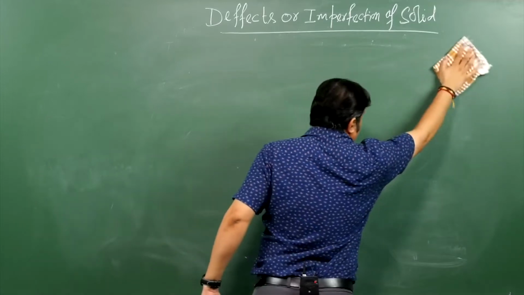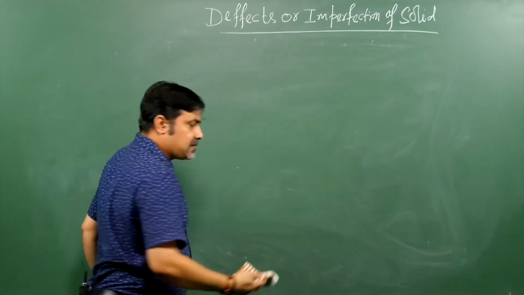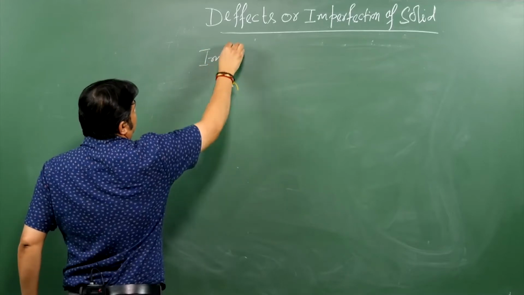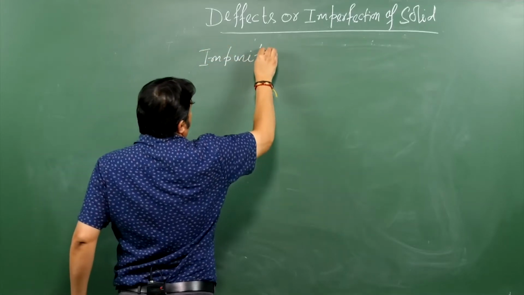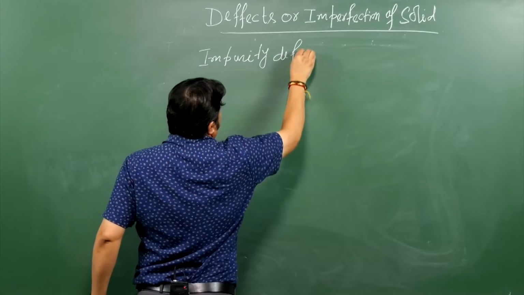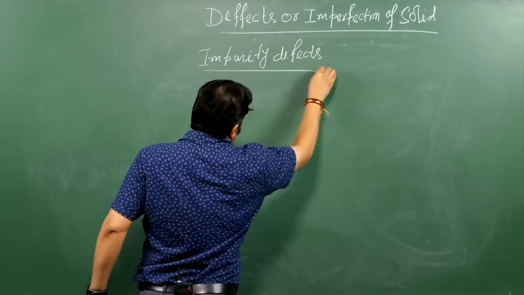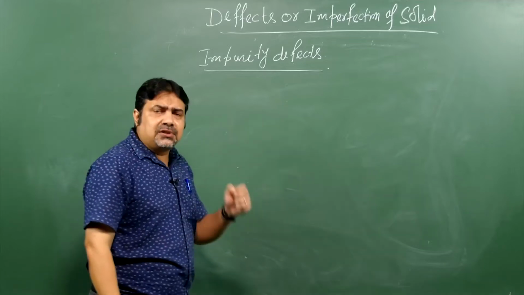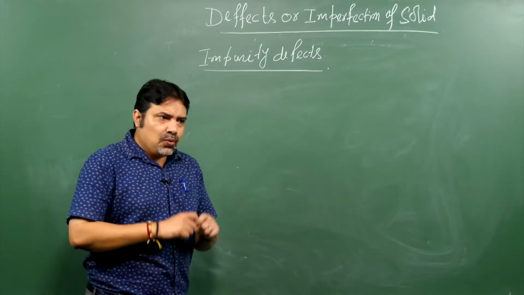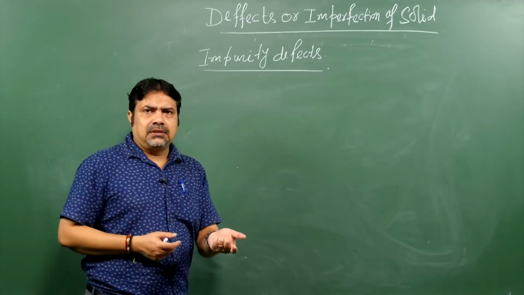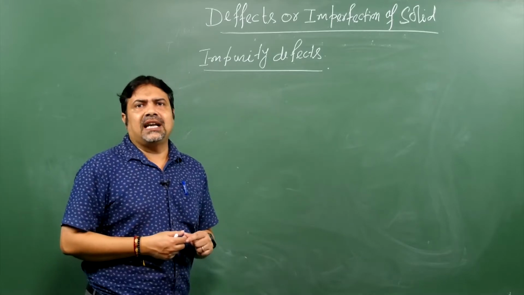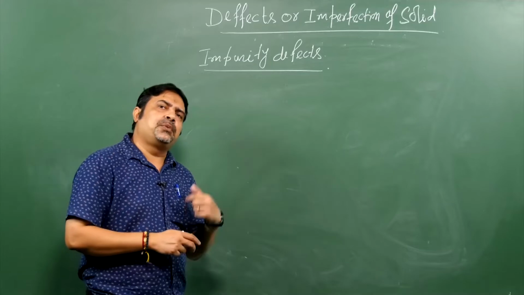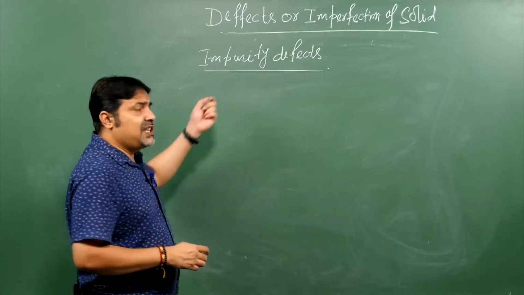In impurity defects, what will happen, my dear? Suppose sodium chloride crystallizes, and with that, another cation crystallizes. That is called an impurity defect. Maybe another cation crystallizes and takes the positions of the sodium. That is called an impurity defect.